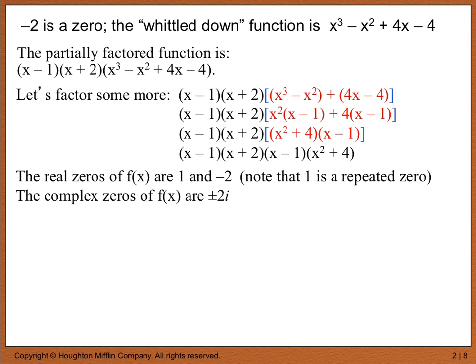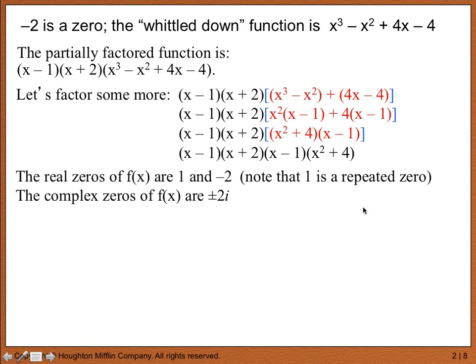Now from that we can get our zeros. The real zeros of f of x are 1 and negative 2. We found that already with synthetic division. And notice here that after fully factoring this polynomial, we see that 1 is a repeated 0. See, we have x minus 1 here, and we have x minus 1 here. And since it's a repeated 0, it gets counted twice.